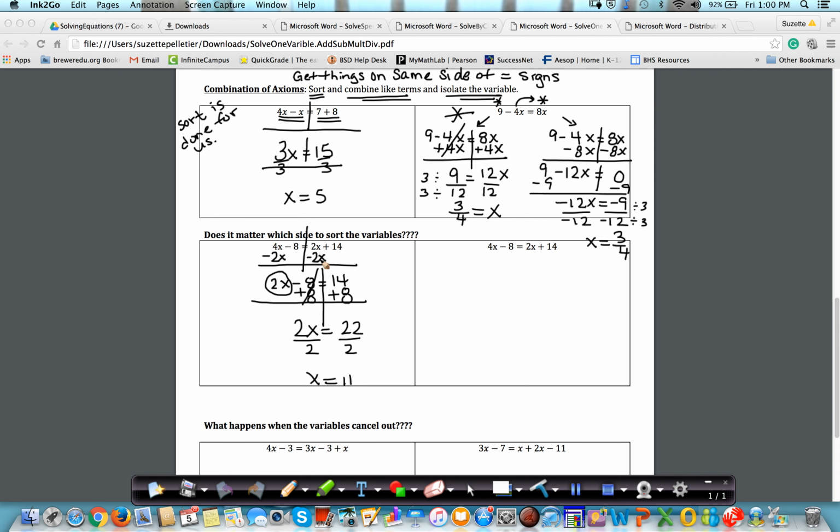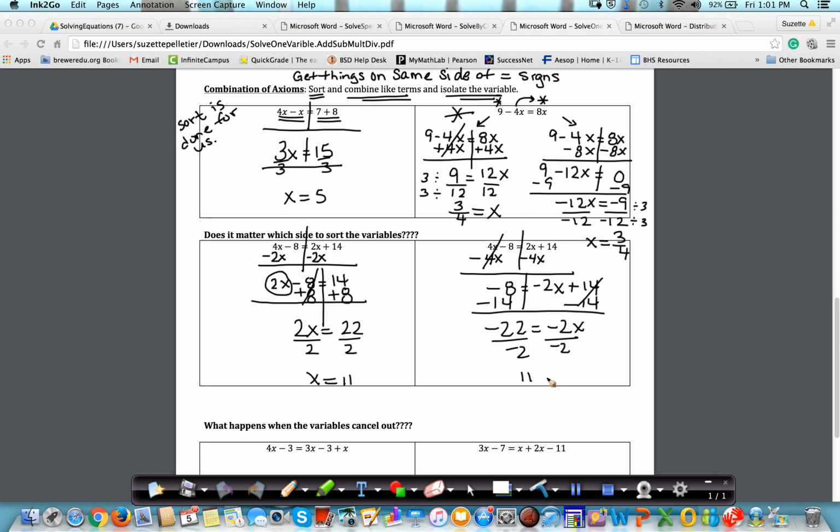Now, instead of moving the 2, let's start off by moving the 4. And you're going to see that clearly one way is easier than the other. So we have negative 8 left over here after my 0 pair is gone. 2 subtract 4 is negative 2 plus 14. And then I need to, here's my balance, subtract the 14. Right? Negative 22 equals negative 2x, and then divide by that negative 2.